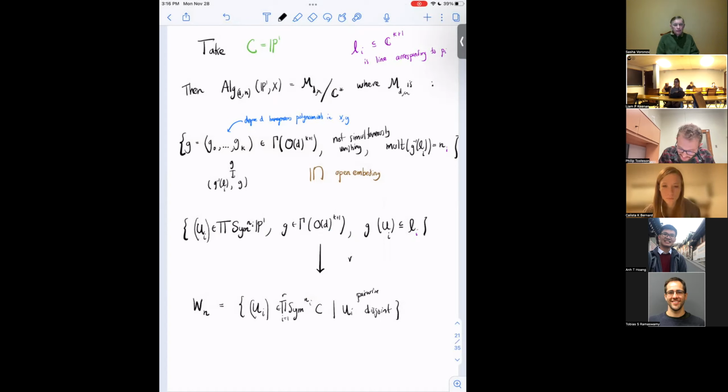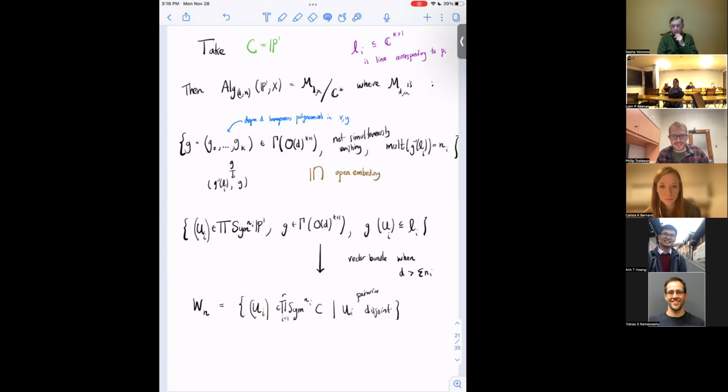And this projection map is actually a vector bundle, at least when D is bigger than the sum of Ni. The reason why this map is a vector bundle is, if you think about what the fiber is above one of these UIs, it's just the collection of all G's which satisfies these incidence conditions. So it's the collection of all G's satisfying G of UI is contained inside of LI, and those are actually linear conditions.